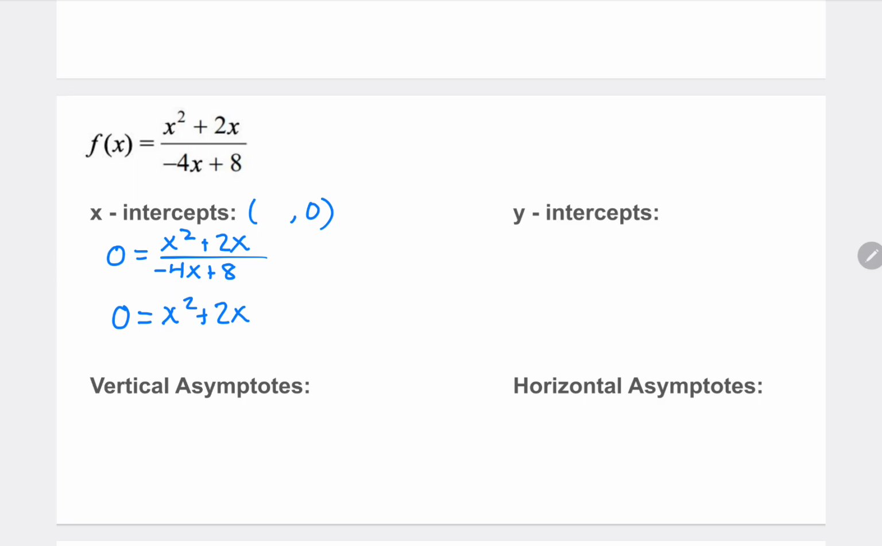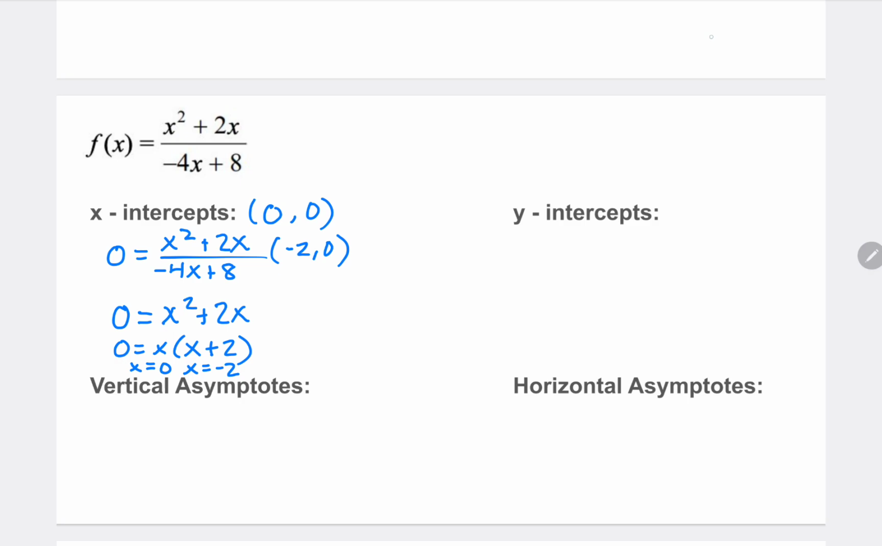And in this case, our numerator is a quadratic. So to solve that, I'm going to solve it by factoring. The GCF there is x. I'm left with x plus 2. Then if I set each one of those equal to 0, I get x equals 0 and x equals negative 2. So this particular function has two x-intercepts. One x-intercept is at (0, 0), and the other x-intercept is at (negative 2, 0).